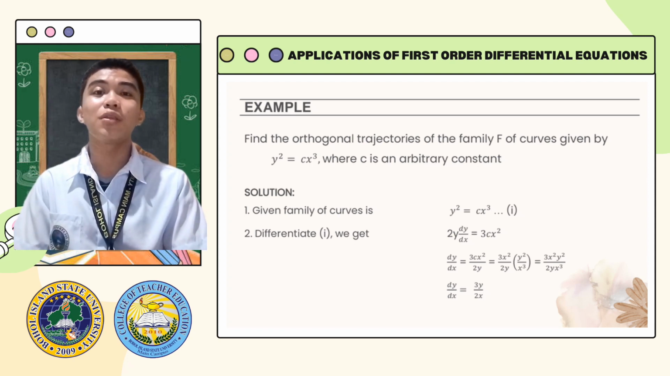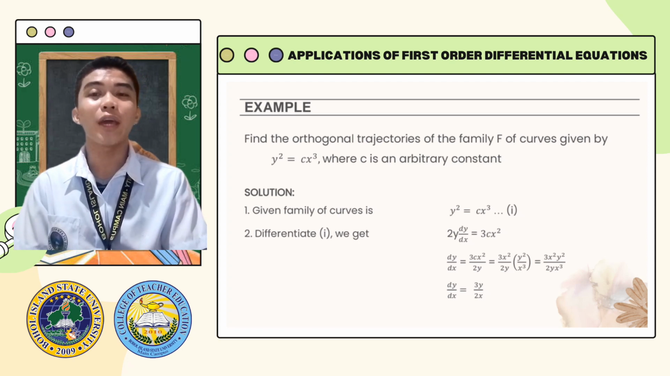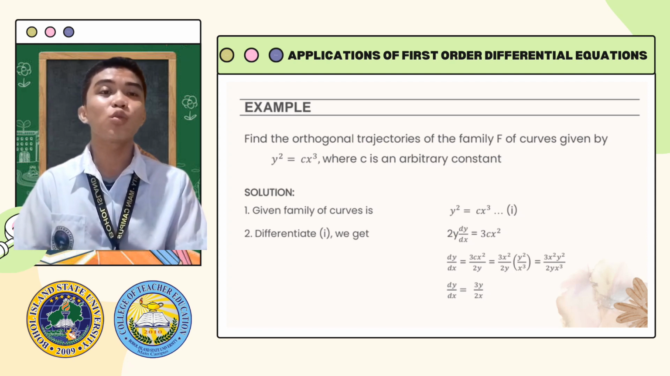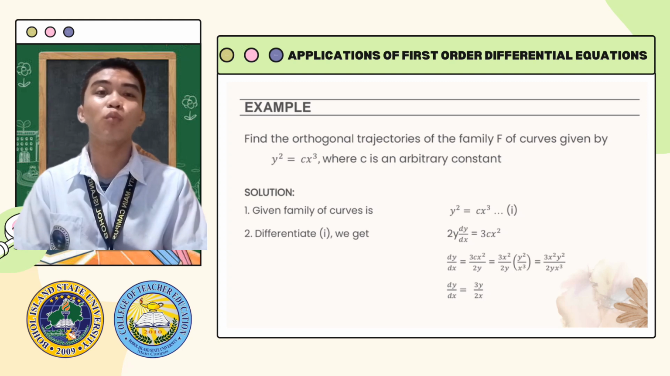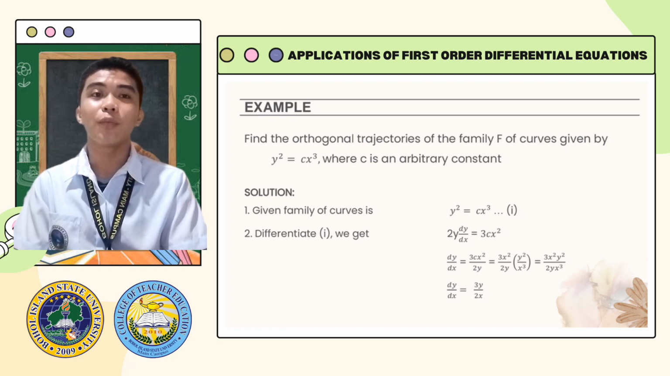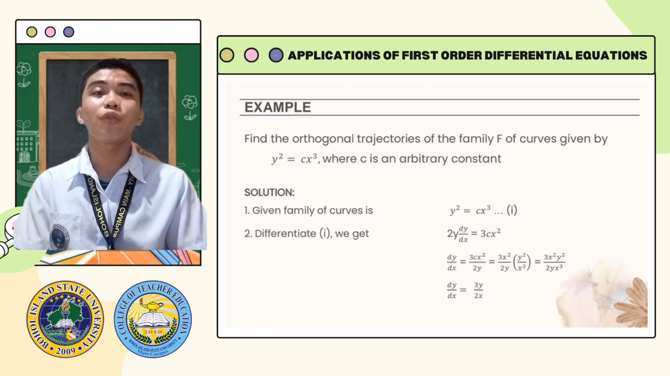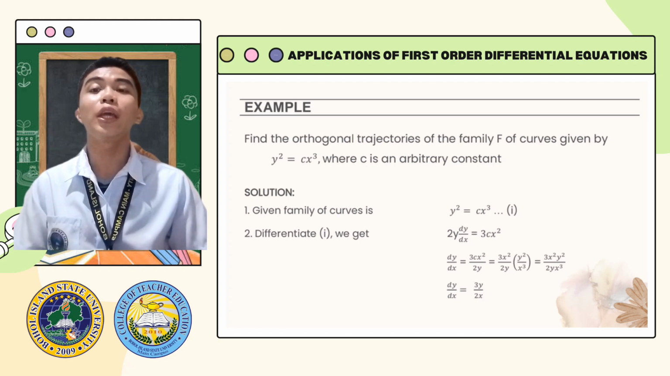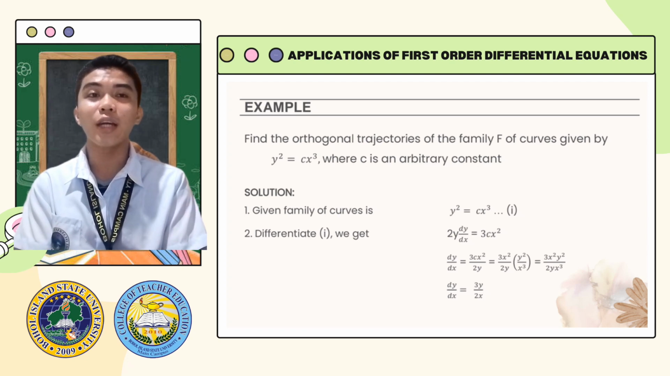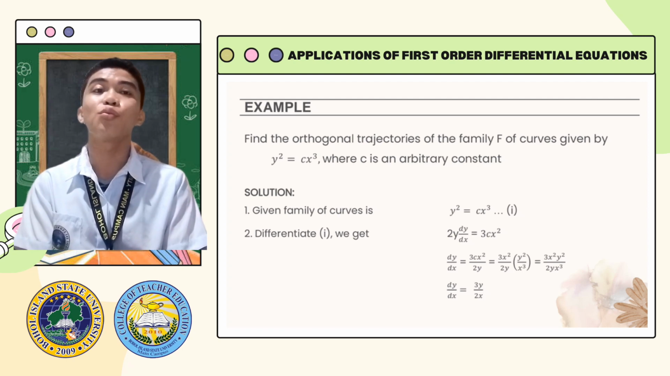Then the second step is to differentiate the family of curves. So we differentiate y squared equals c x cubed, and we get 2y dy over dx equals 3c x squared. We will divide both sides of the equation by 2y in order to have only dy over dx on the left side of the equation. So we have dy over dx equals 3c x squared over 2y.